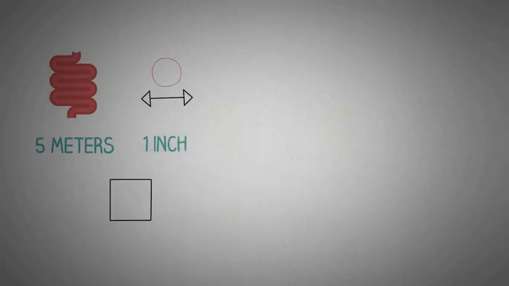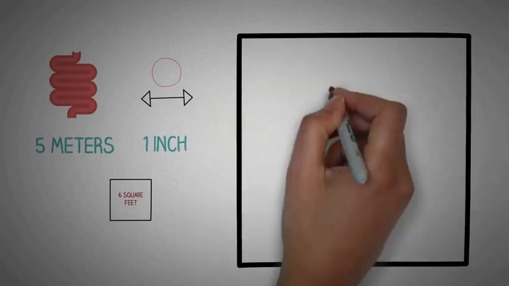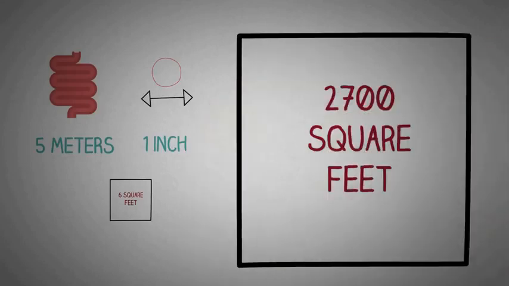The small intestine is about 5 meters long and about 1 inch in diameter. Based on these measurements, you would expect the surface area of the small intestine to be about 6 square feet. But it's actually around 2700 square feet, or about the size of a tennis court.